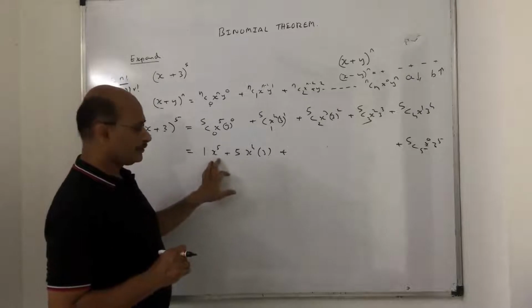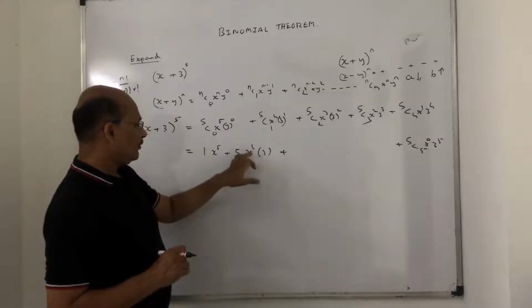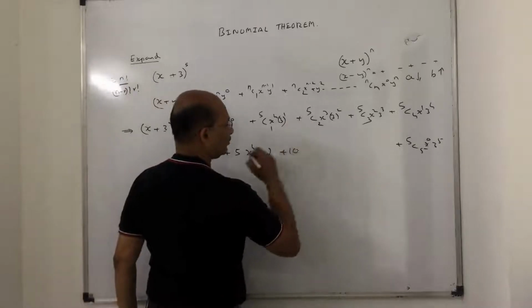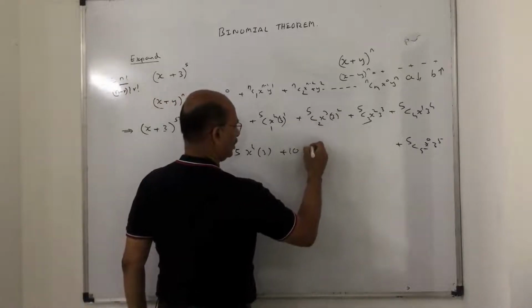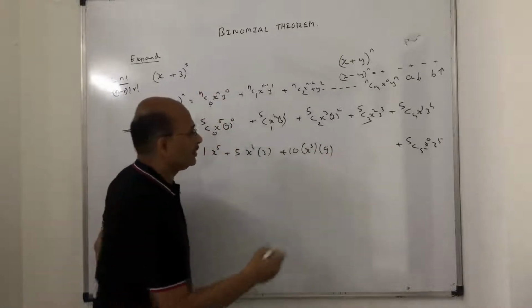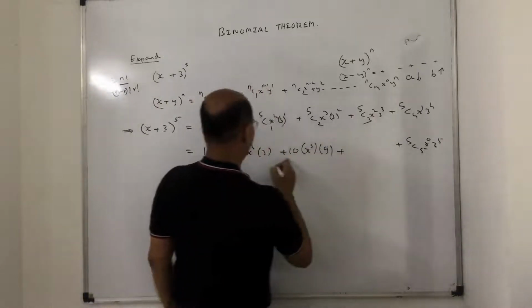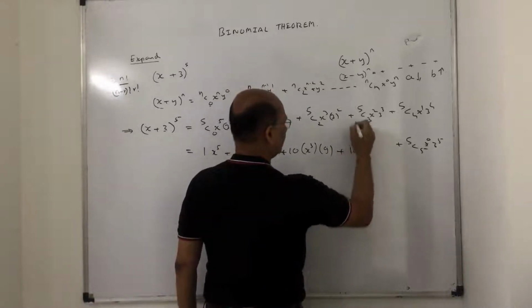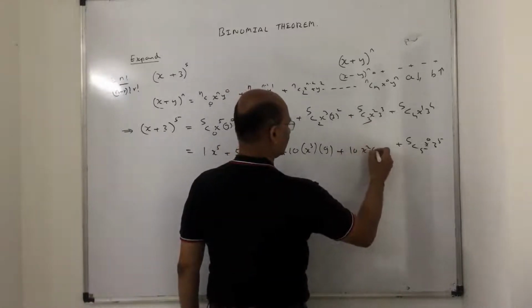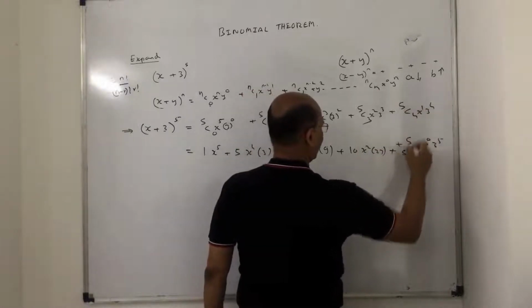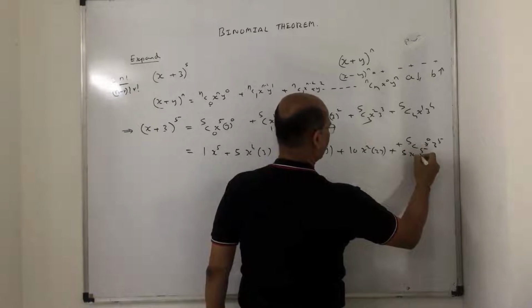So I got x raised to 5 with 3 raised to 0, then 5x raised to 4 times 3. Now 5C2 is 10, so x raised to 3 and 9. Put it in brackets so that you do not make a mistake. Then again it is 10, since 5C2 and 5C3 happen to be the same, with x raised to 2 and this is 27. Plus 5C4 will be 5, x and 3 raised to 4. 3 raised to 4 is 81.